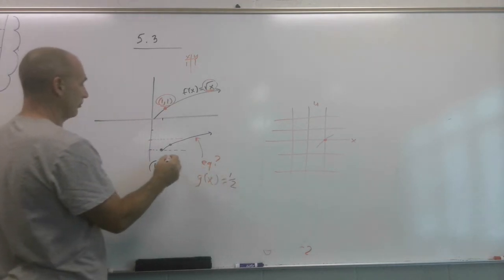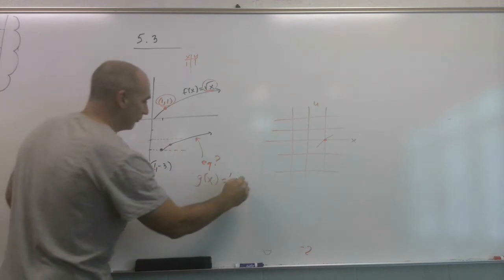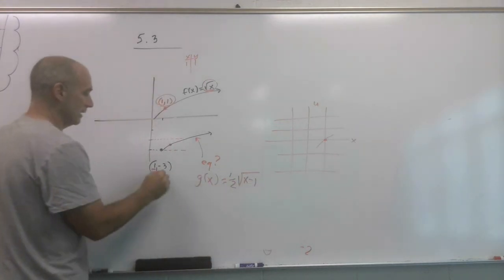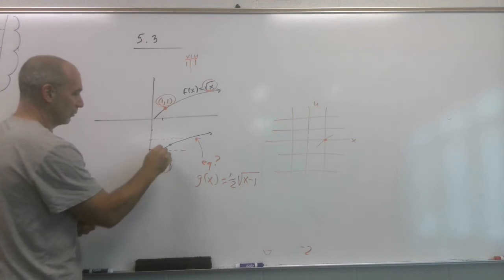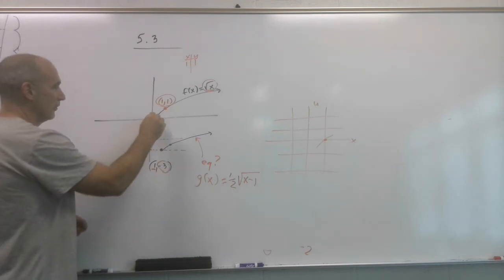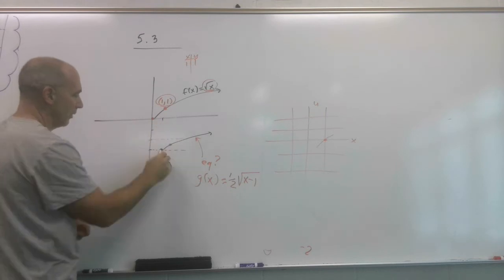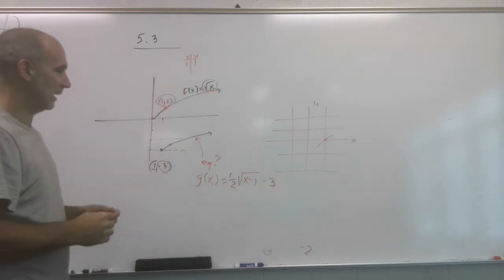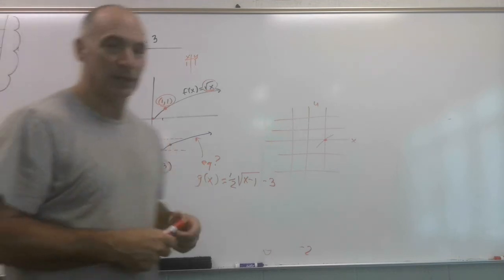And then also it's moved to the right 1. So that means I'm going to go x minus 1 underneath the square root. And then down 3. That's where that spot is. So it moved that spot, right 1, down 3. So that's letter D. And there's the equation from the visual.